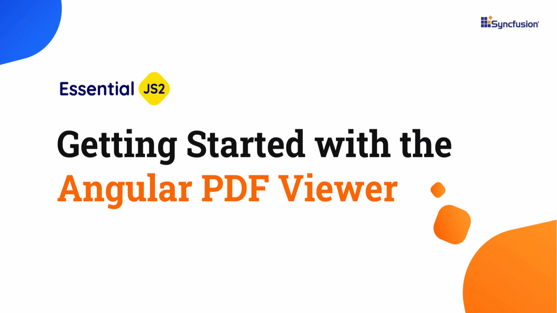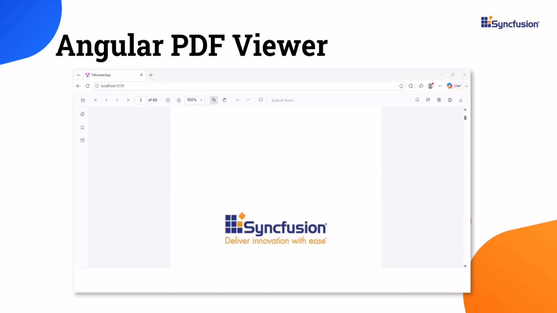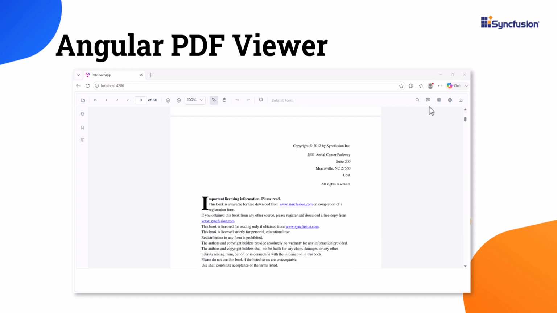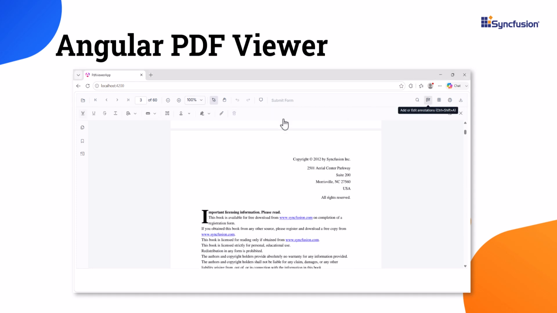Welcome to this Angular PDF Viewer component tutorial. This component is a lightweight, modular viewer used for displaying and printing PDF files in web applications. It offers essential features such as zooming, scrolling, text search, text selection, and copying.